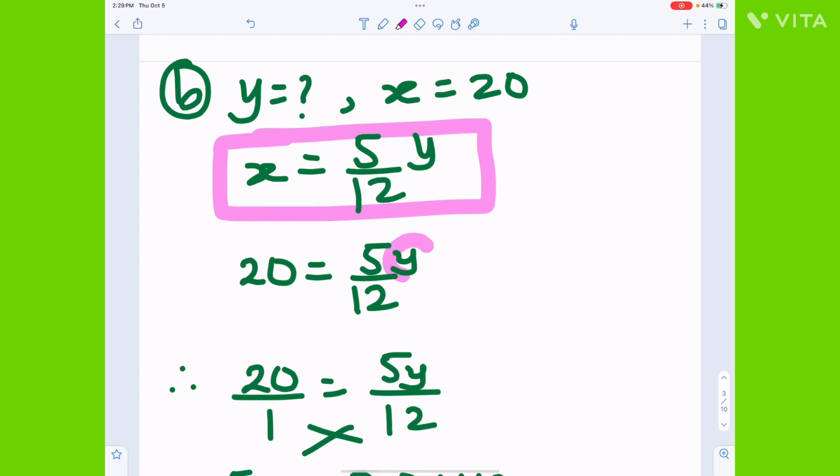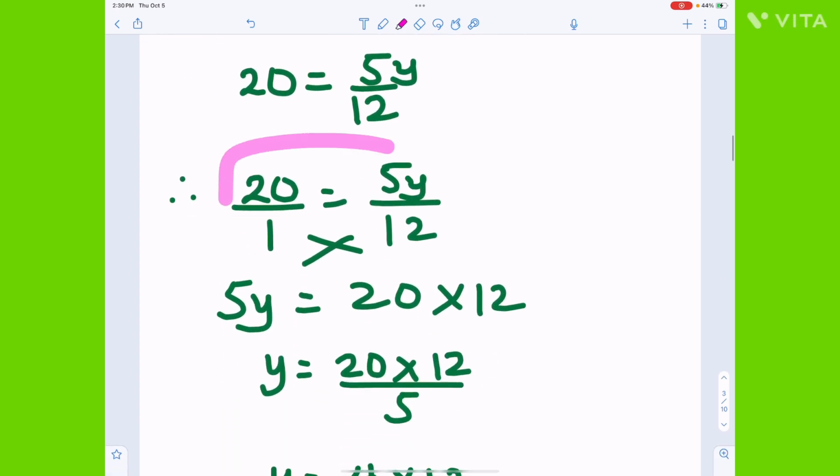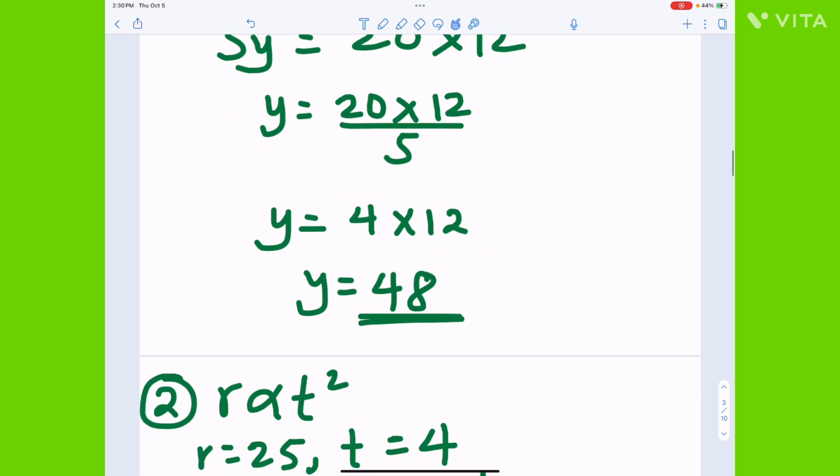You want to find y when x is 20. That's simple. 20 is equal to 5 over 12y. That will give you 20 over 1 is 5y over 12. So 5y, when you cross multiply, is equal to 20 times 12. So your y will now be equal to 20 times 12 over 5. When you simplify, you get 48.